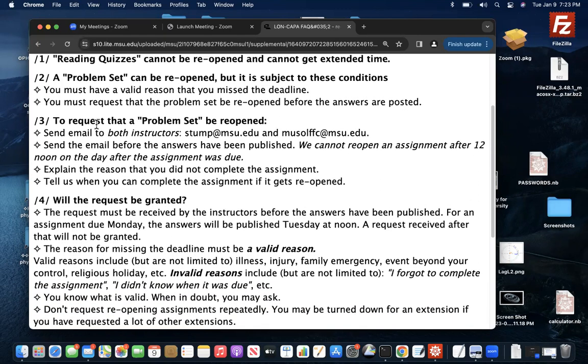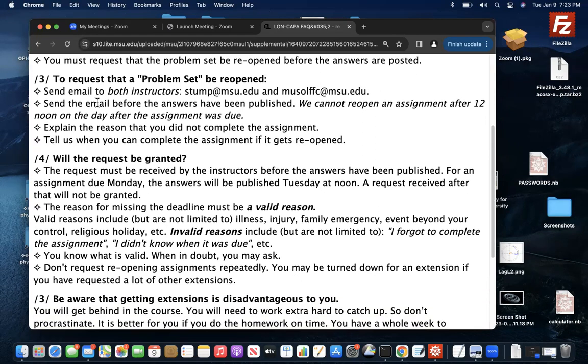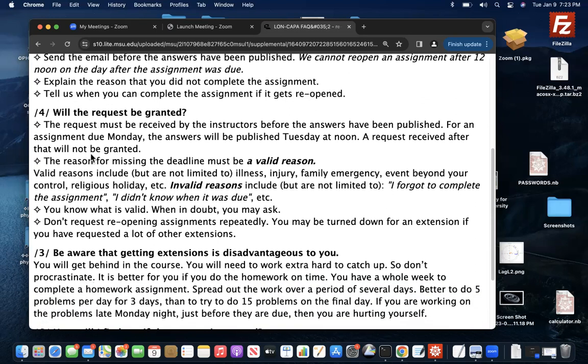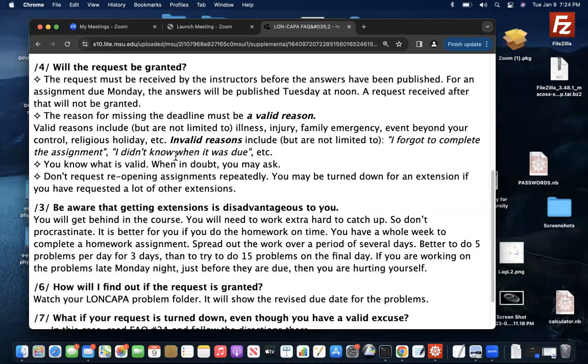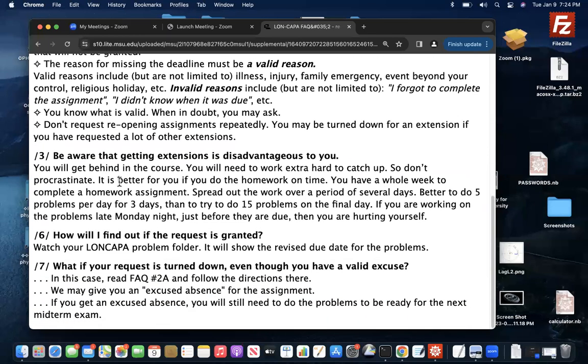So here's what you have to do to ask for an extension: send email to both instructors, explain why you didn't get it done. It must be a valid reason: illness, injury, family emergency, some event beyond your control, etc. It's not a valid reason to say, I forgot to do the assignment. No, that's not a valid reason. So we won't give extensions for that. It's not a good thing to get extensions because it'll mean you're behind. You have to do extra work to catch up.